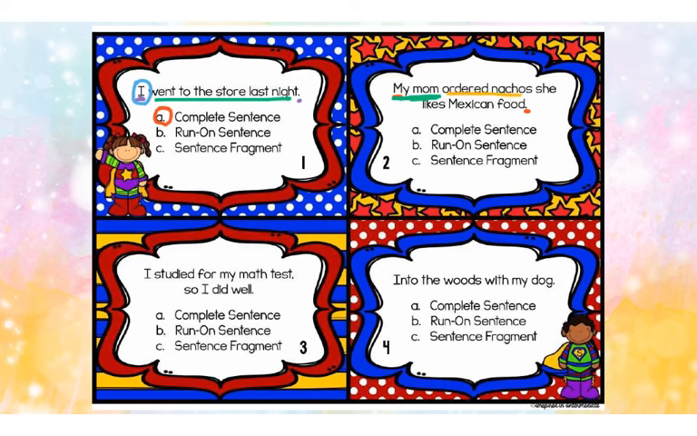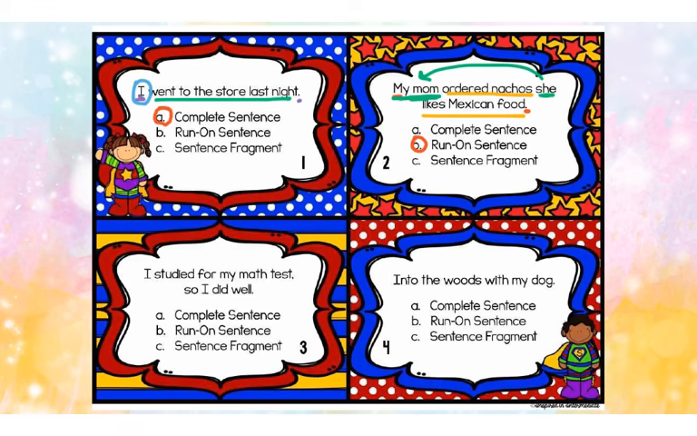She ordered nachos. When we keep reading the sentence, we have another subject. It's she, because it's talking about my mom. And it says she likes Mexican food. So it seems to me like there are 2 separate thoughts here, which would make this a run-on sentence.